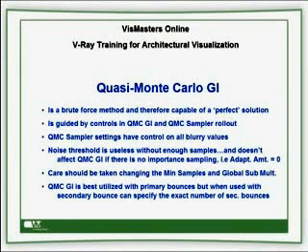Quasi-Monte Carlo GI is really best utilized for primary bounces because of the detail it can provide, and people do use it for secondary bounces simply because they can control the exact number of bounces, and because of that it's most commonly used for exteriors when it is used as secondary bounce, where people can control the number of bounces and not let it go to a ridiculous amount.